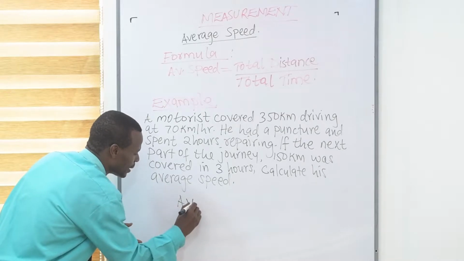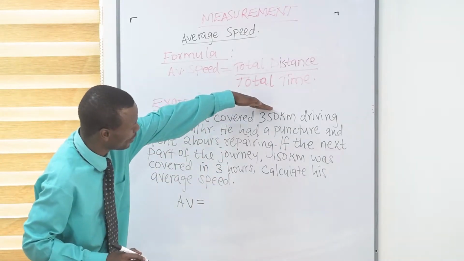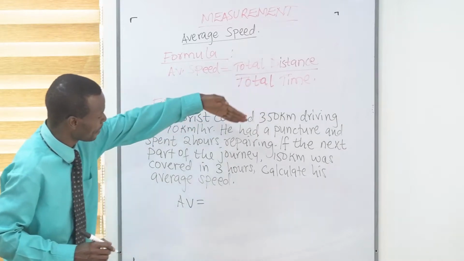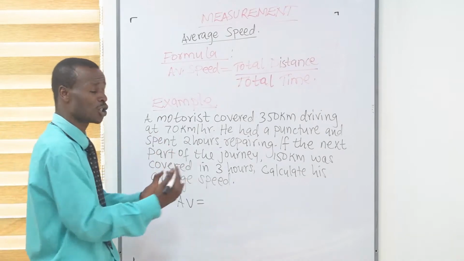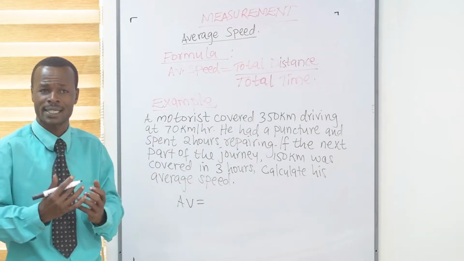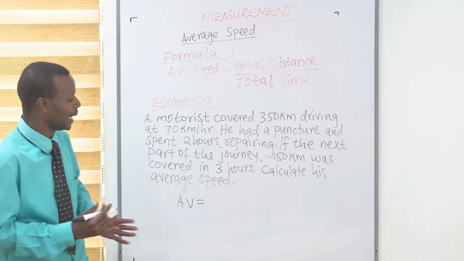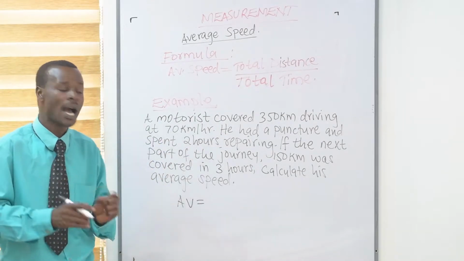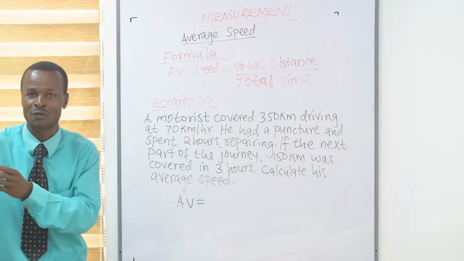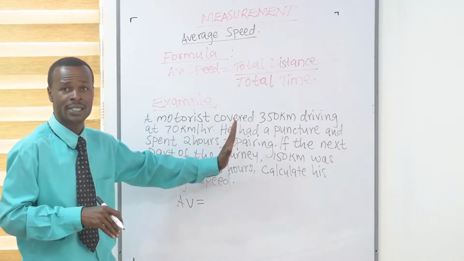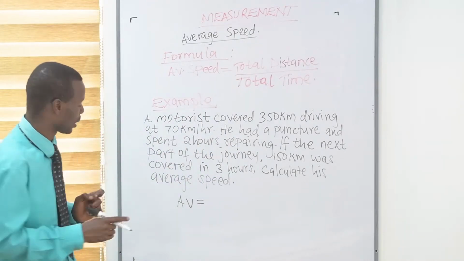average speed. We get the total distance. The total distance is the first part of the journey, 350, and the second part of the journey, 150 kilometers. Then we get the total time that was taken. You'll realize very quickly that time is only given in where he had a puncture and where he covered the last part of the journey. The first part of the journey has not been given time. So what we do, we are going to calculate that.